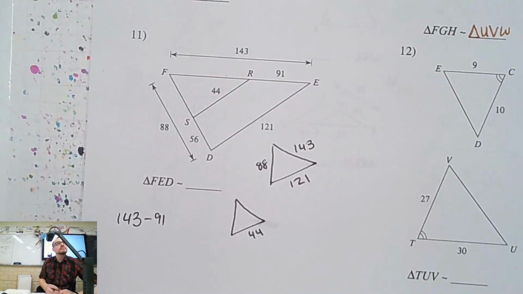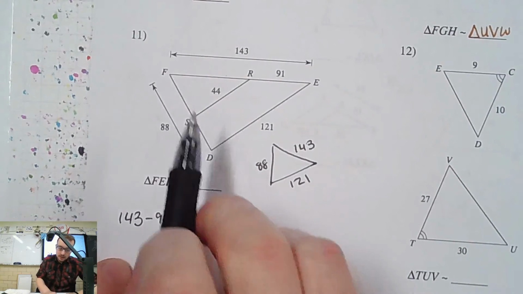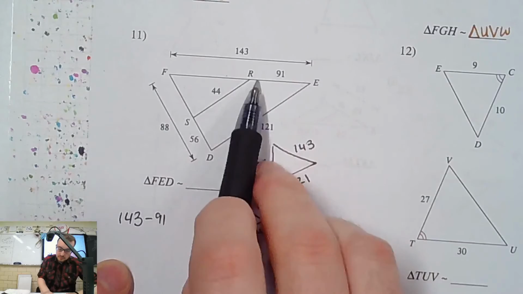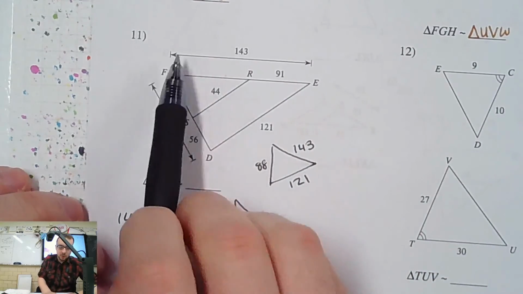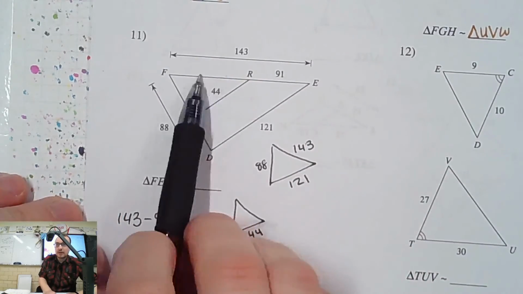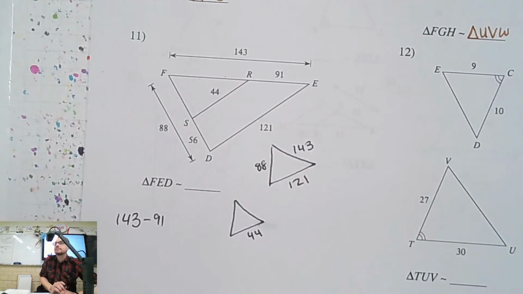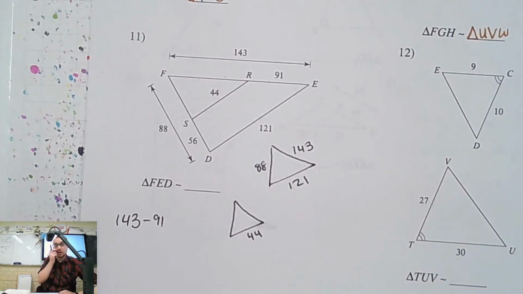How would we do that? The whole thing minus 91 gets us this, yeah? That's the side of our little triangle. Whenever they overlap like this, I like to draw them separate. How would you do 143 minus 91 in your head?